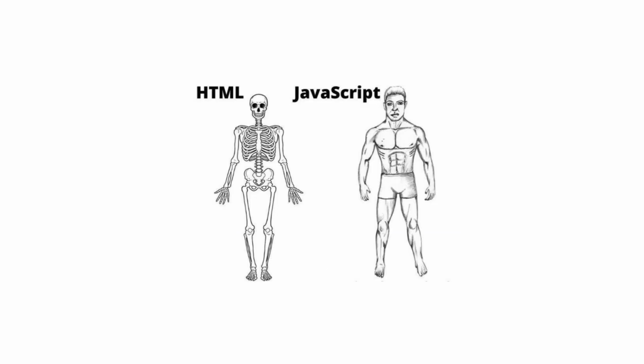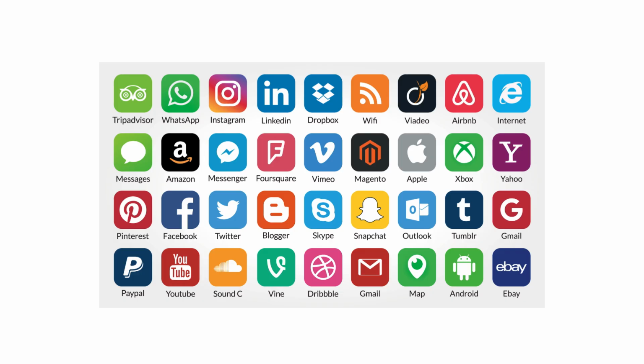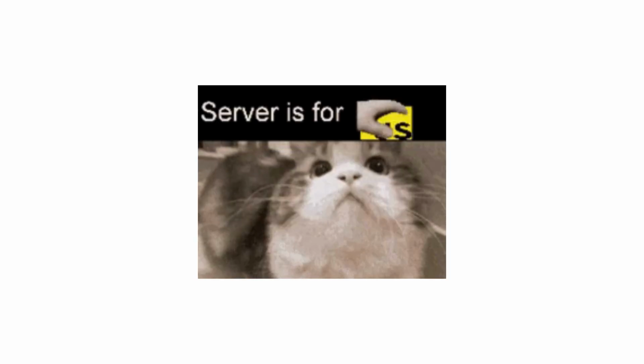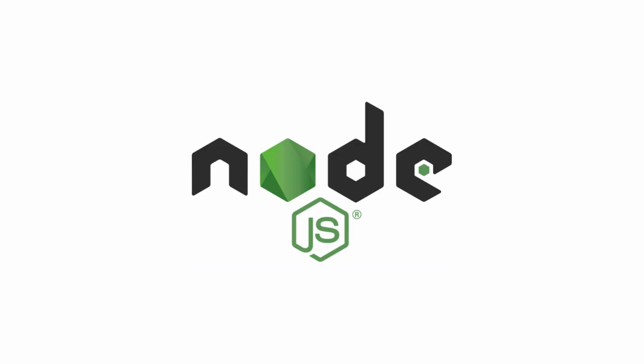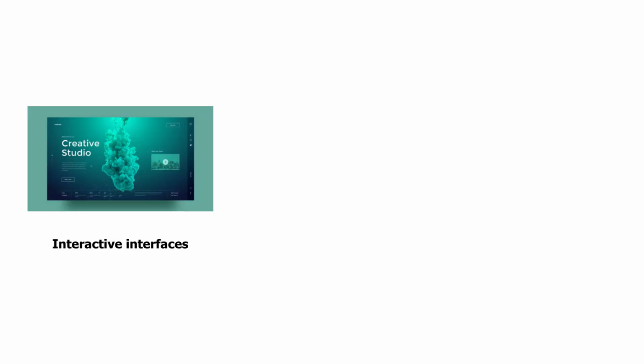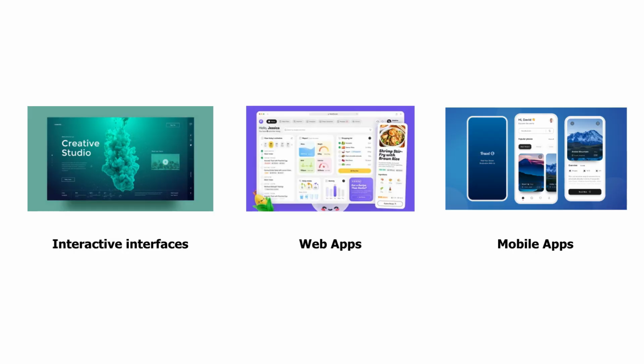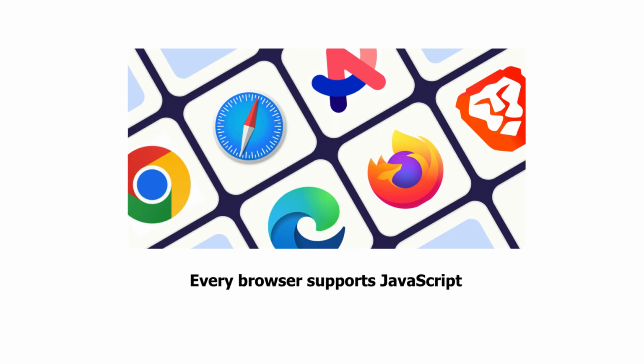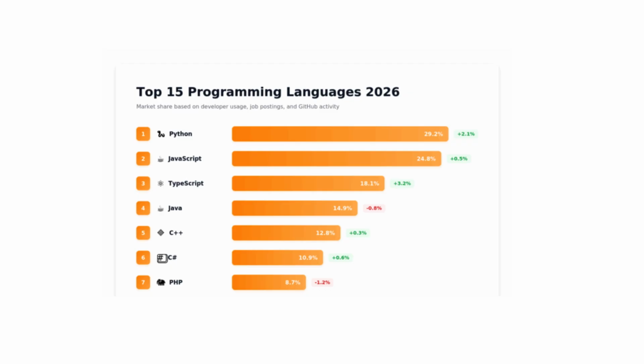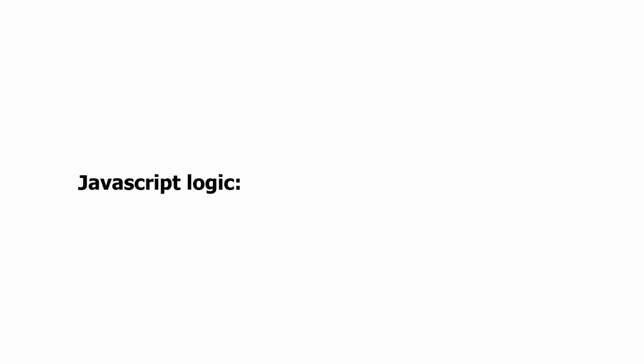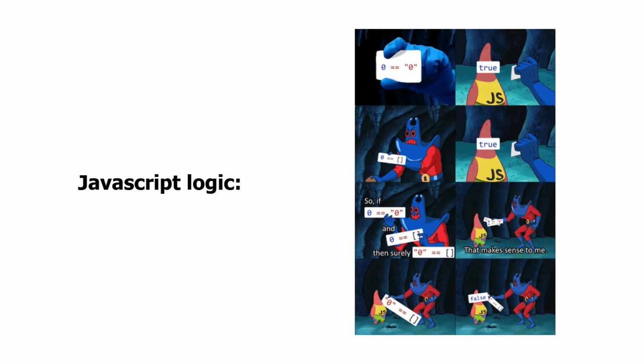JavaScript was created in 1995 by Brendan Eich. It was originally designed to add interactivity to web pages inside browsers. Today, JavaScript powers most modern websites and can also run on servers using environments like Node.js. It is used to build interactive interfaces, web applications, and even mobile apps. Because every browser supports JavaScript, it has become one of the most widely used programming languages in the world. However, JavaScript can sometimes be confusing because of its unusual behavior and constantly evolving ecosystem.